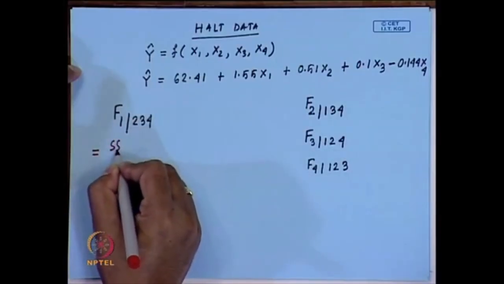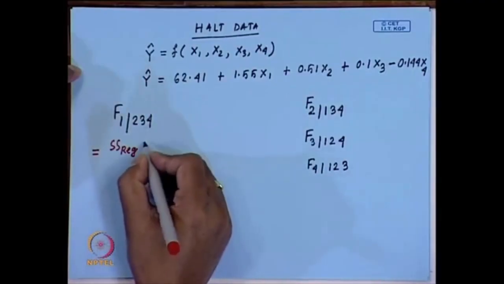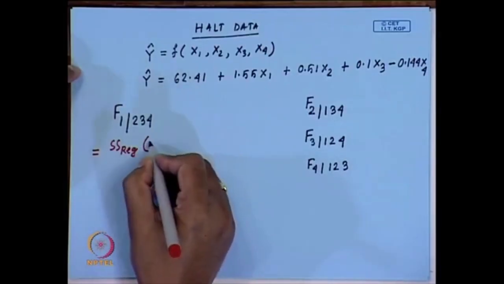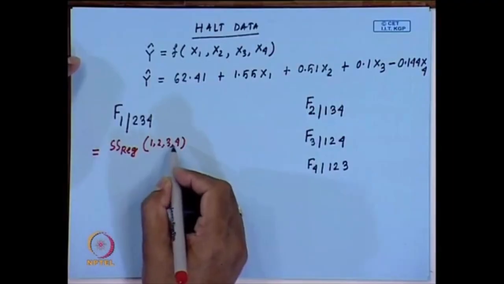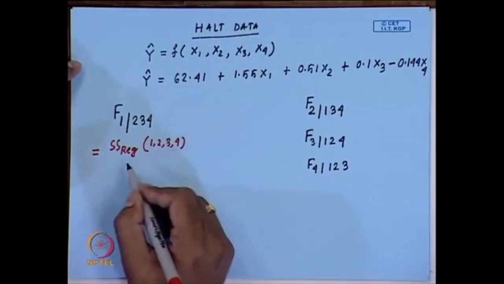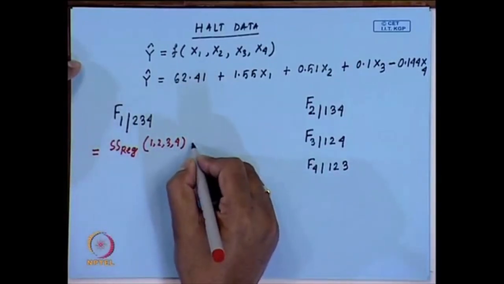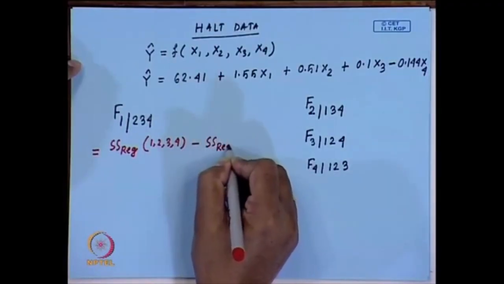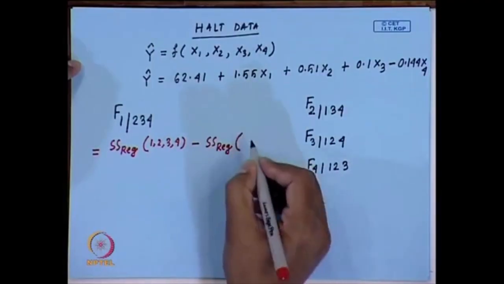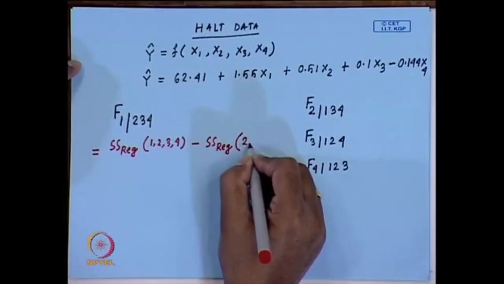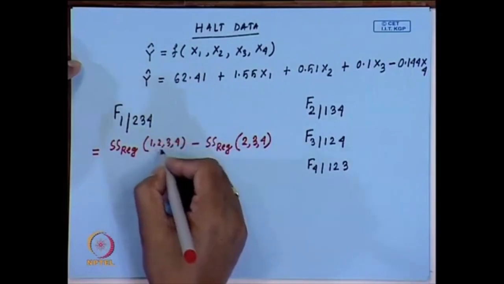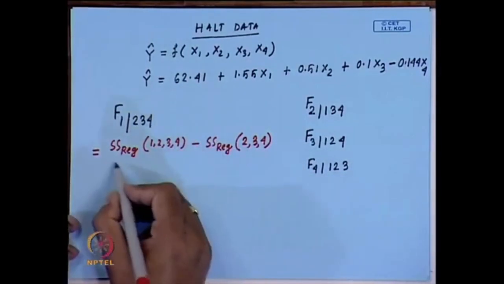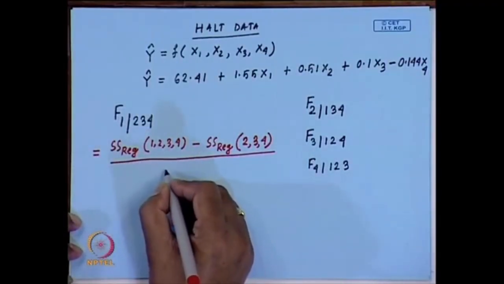You compute SS regression for the full model. So, I will use some other notation like 1, 2, 3, 4, that is my full model, because there are only 4 regressors in the problem, and by 1, 2, 3, 4, I mean that all the 4 regressors x 1, x 2, x 3 and x 4 are in the model. So, this is the SS regression for the full model minus SS regression for the model with regressors x 2, x 3 and x 4. Okay. Also, instead of 1, 2, 3, 4, you can write x 1, x 2, x 3, x 4. Okay. Maybe next time I will do that, divided by MS residual.